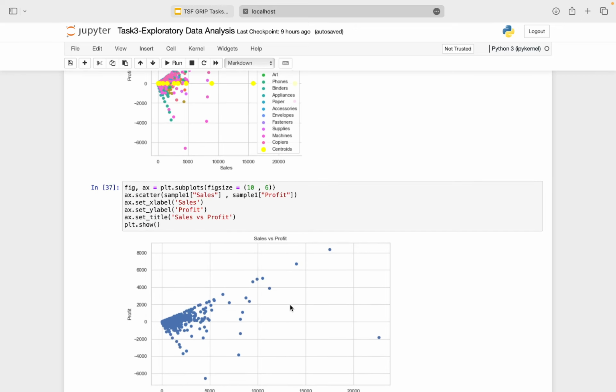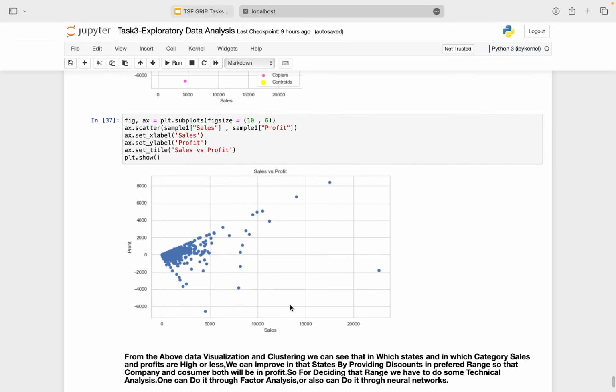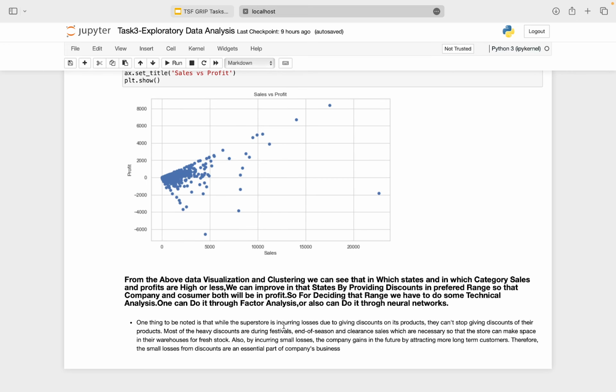After that, at the last, we plot a graph between sales and profit. From this plot as well as the clustering, we see in which state and in which category sales and profit are high or low. We can improve that state by providing a discount where there is a lot of loss in the preferred range, so that the company as well as the consumer both will profit.